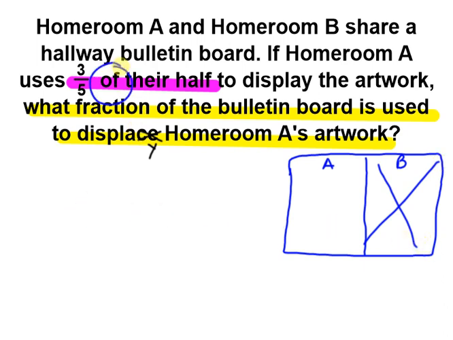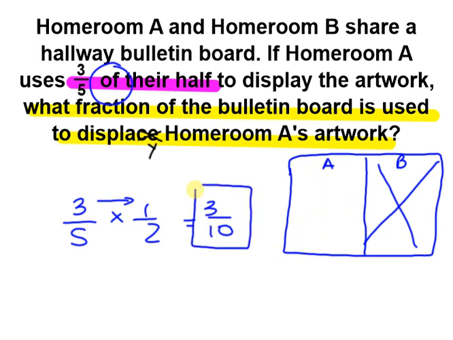So this right here is going to tell me it's multiplication. So 3/5 times 1/2. I'm going to multiply straight across. 3 times 1 is 3. 5 times 2 is 10. So homeroom A uses 3/10 of their half to display their artwork.